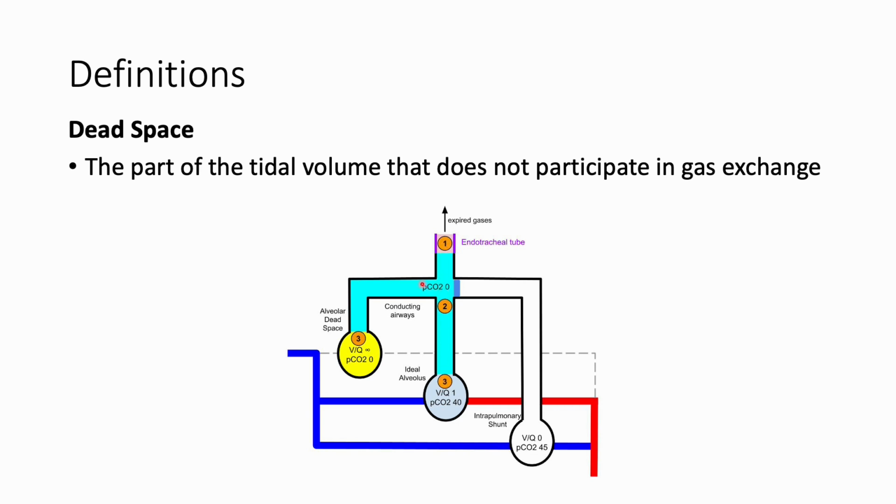The conducting airways aren't designed to gas exchange. This alveolus is supposed to be gas exchanging, but because there's no blood flow going past it, it has no blood to exchange gas with. So this gives us the three different types of dead space.